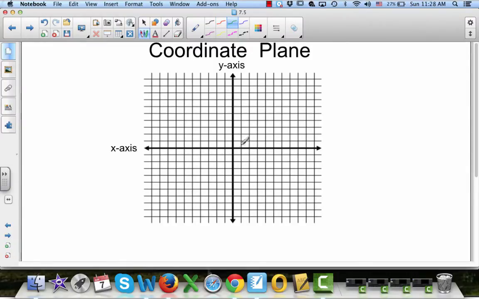Whenever you go to the right, that is positive. And whenever you go to the left, that is negative. Whenever you go up, that is positive, and whenever you go down, that is negative. Once again, to the right, positive, to the left, negative, up, positive, down, negative. And this is called the coordinate plane, and you've got a y-axis that goes up and down, and an x-axis that goes left and right.